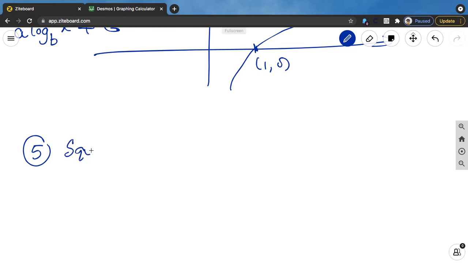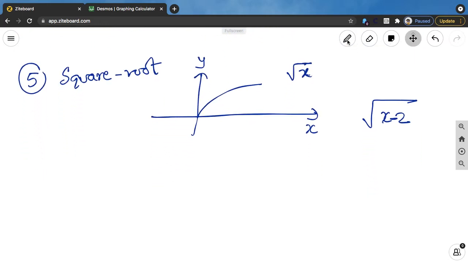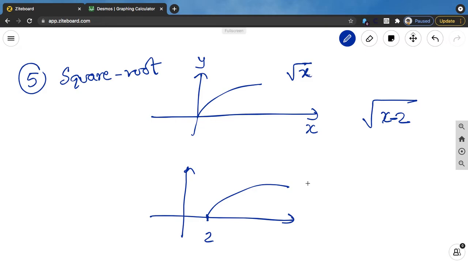The next is the square root graph. Again, we are primarily looking at the shape of the parent function. So this is root x. Every other function of square root will be a transformation of this. For example, if there is square root of x minus 2, what will happen? It's a horizontal translation. So instead of starting at 0, it will start at 2. The shape will remain the same, but it will be translated to the right by 2 units.